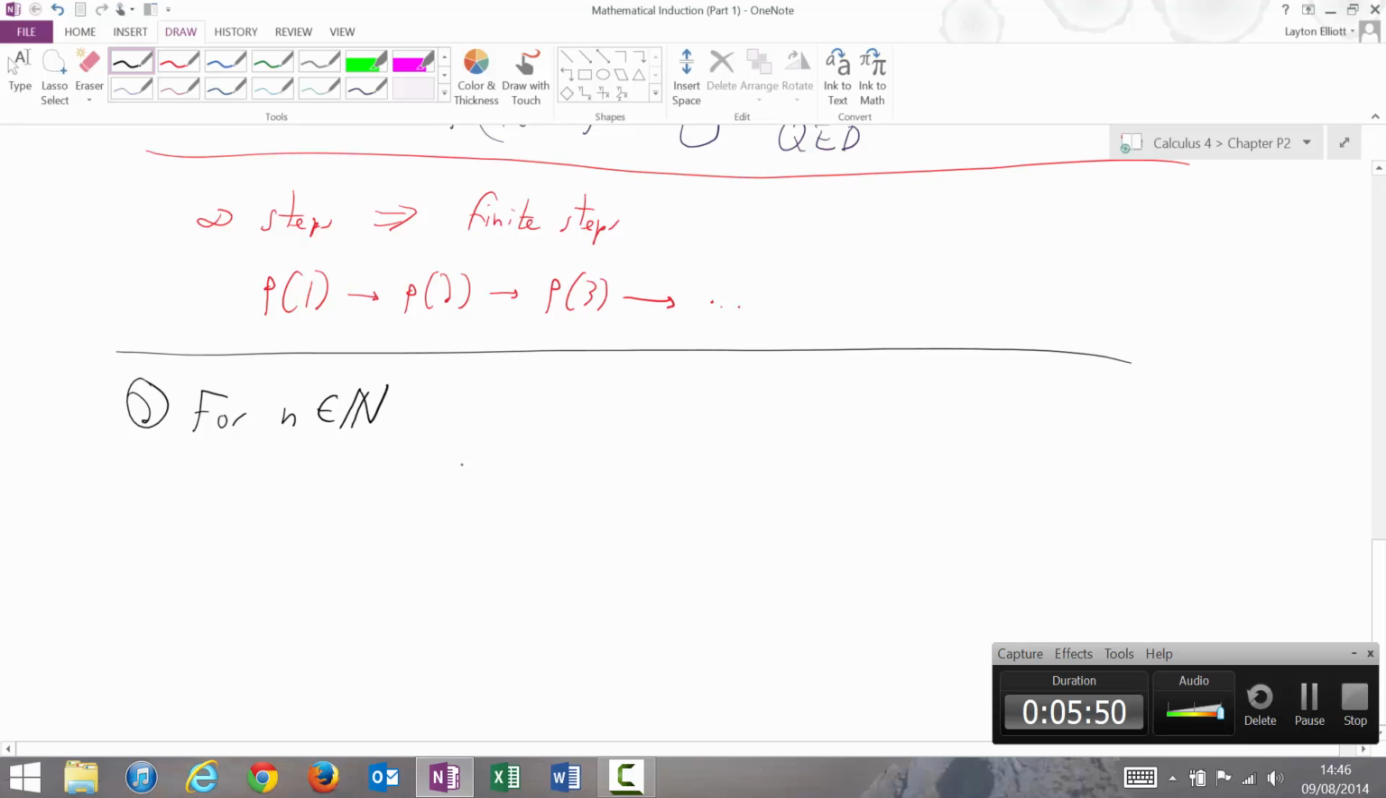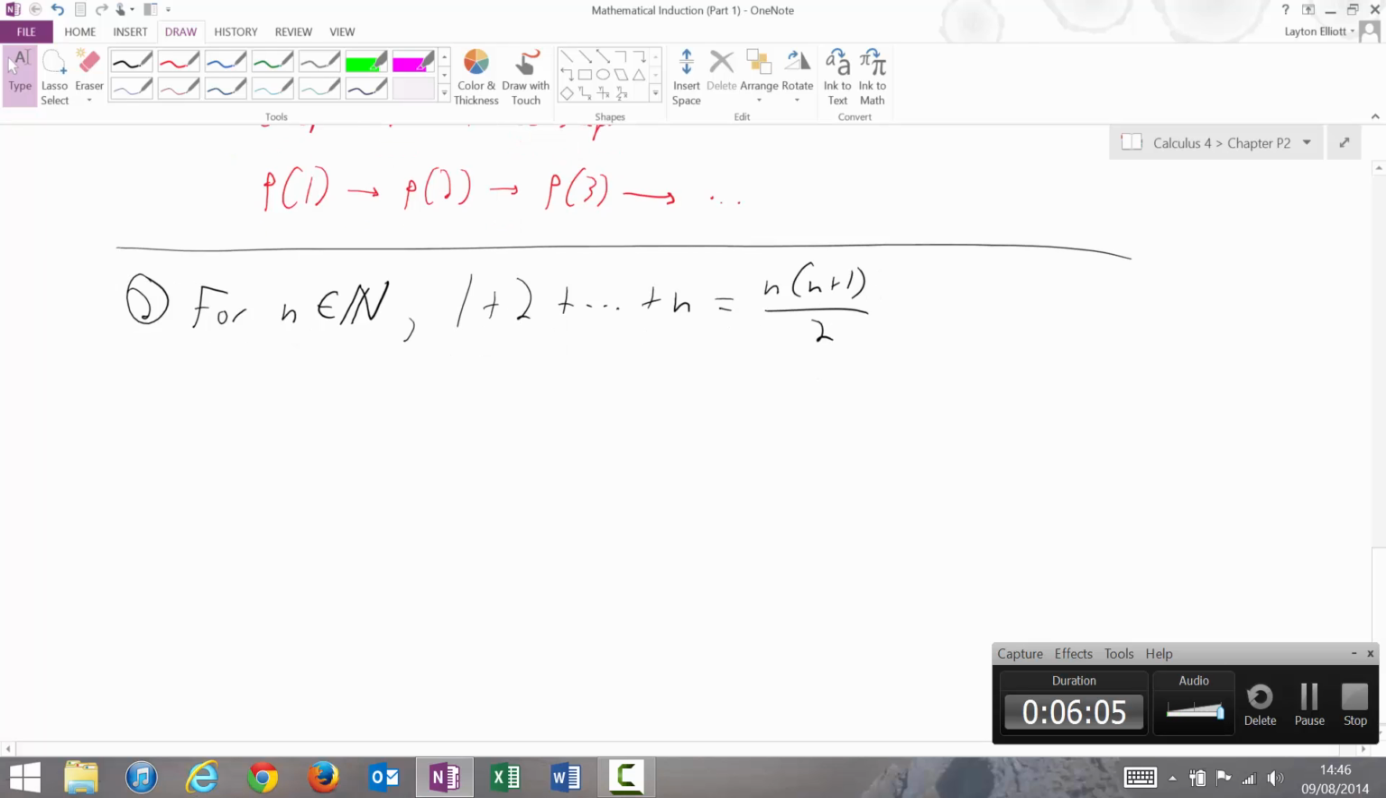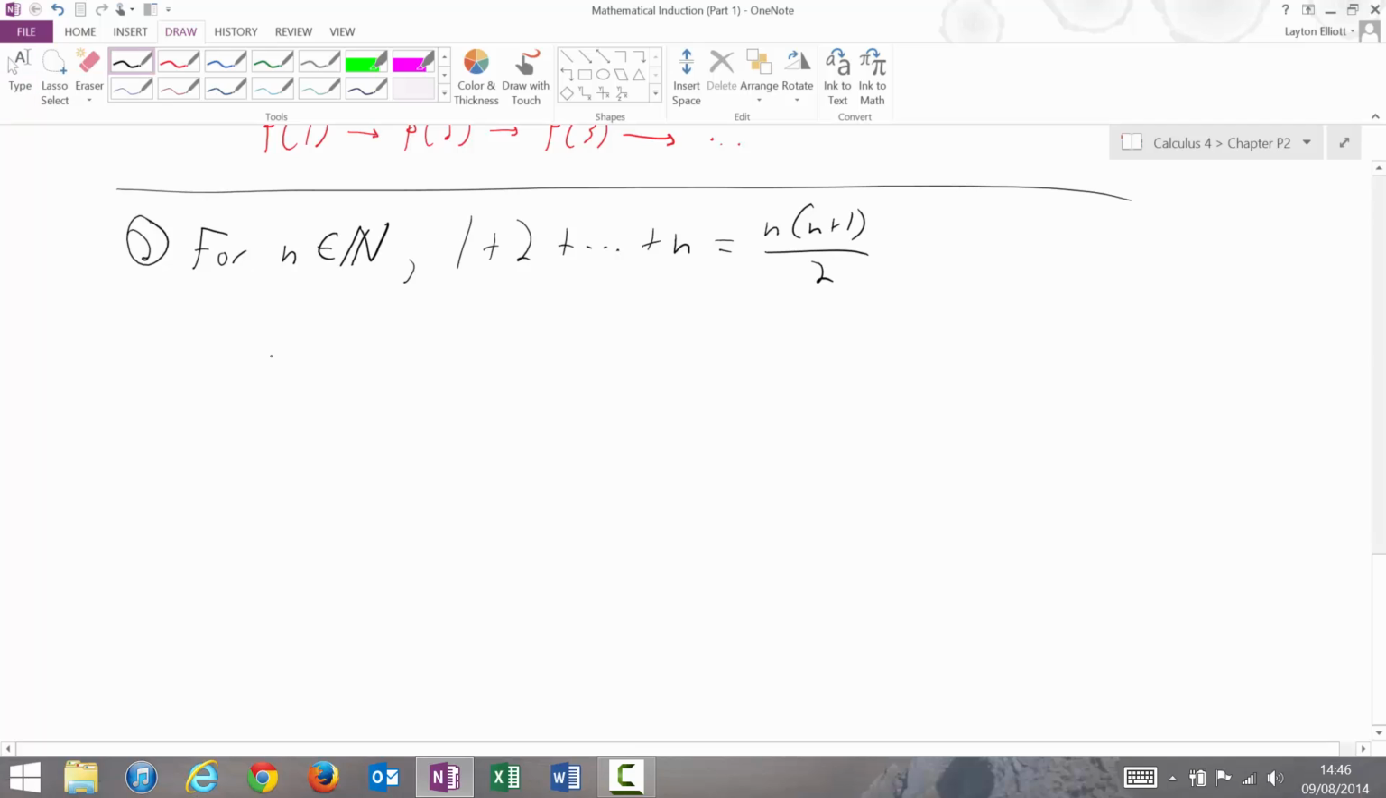For n in the natural numbers, I can show that 1 plus 2 plus ... plus n is equal to n times (n plus 1) over 2. This is an old one. This is actually the summation formula, or a result of the summation formula. So anyway, if I show P of 1, and I just start this process, I can say 1 equals 1 times (1 plus 1) over 2. And that checks. Okay, got that.